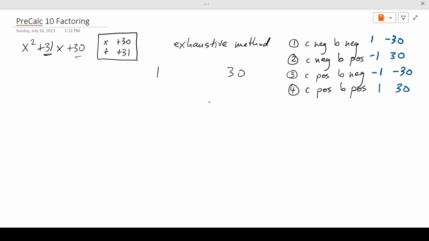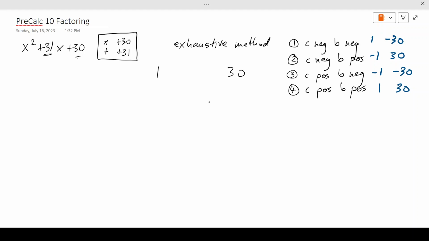And so B is really big. Big is at the top. Small is at the bottom. So I'm going to go right here. What's 1 plus 30? It is 31. It's the B I'm looking for. So in fact, this is it. 1 times 30 is 30. That's C. 1 plus 30 is 31. That's B. So this one is x plus 1, x plus 30.